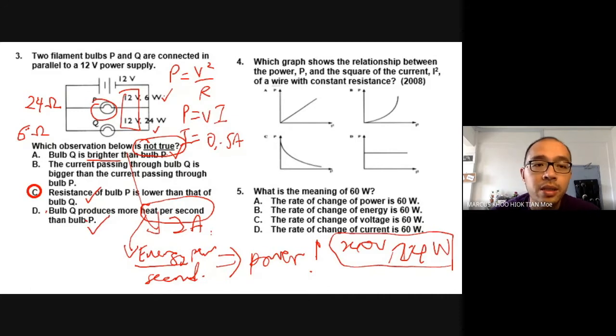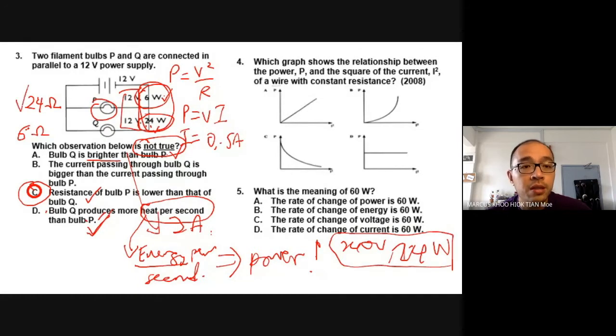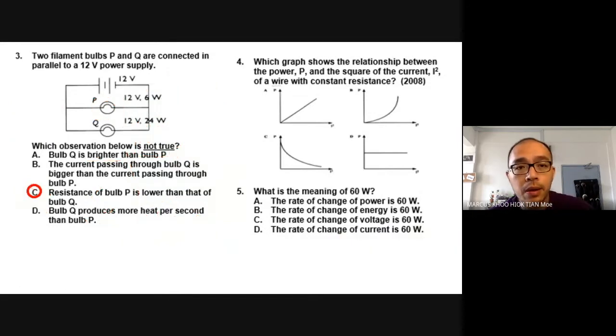Actually it has a little bit to do with the resistance, but if you take a look at just purely the power, Wilson, this is 24 watts, means Q is producing 24 joules of energy per second. P is producing 6 joules of energy per second, which is definitely much less. So actually Q is also correct. So C is the only one that is not true, because when we calculate the resistance, we find that the resistance of P is higher, although the energy they are producing is much lower. Okay? Number 4.